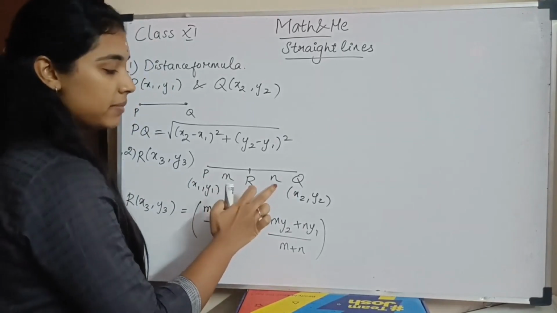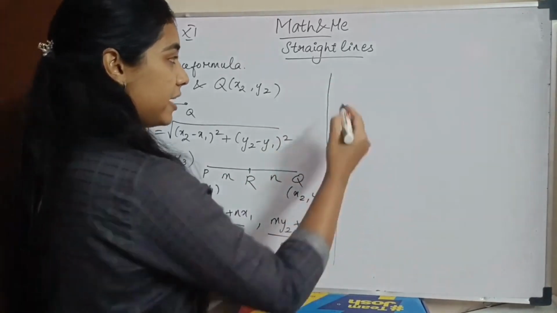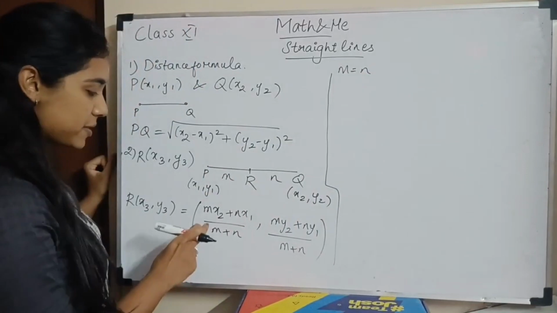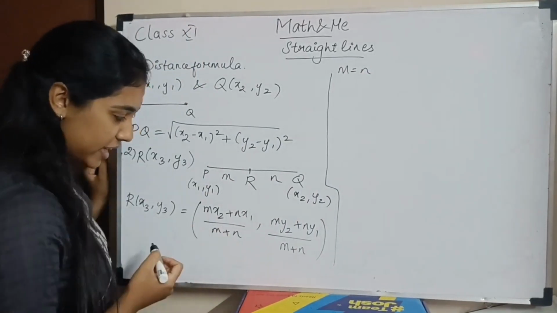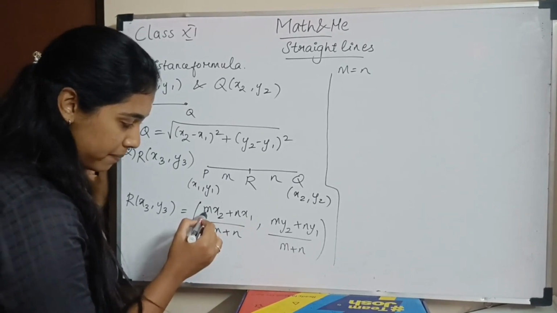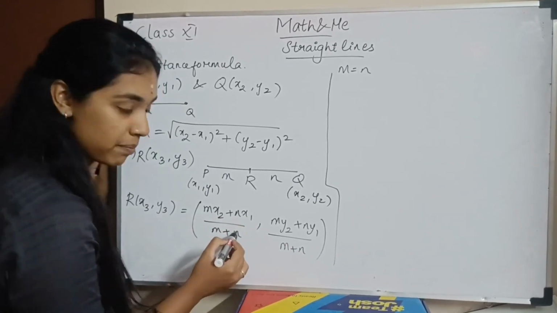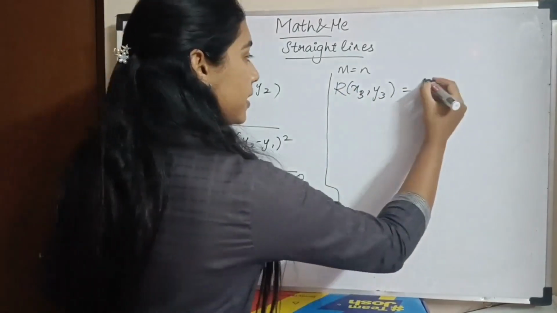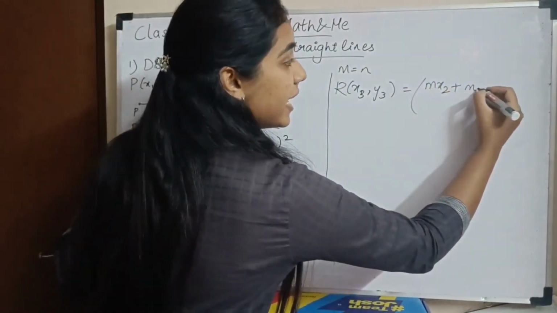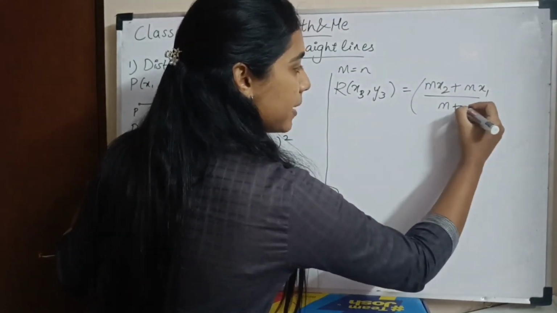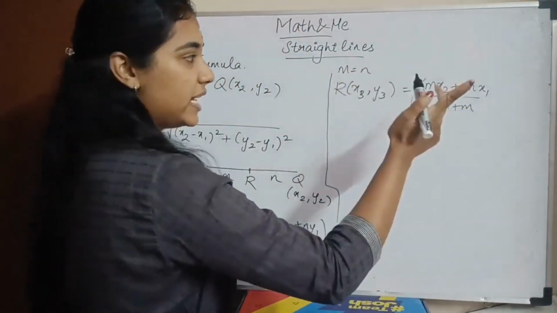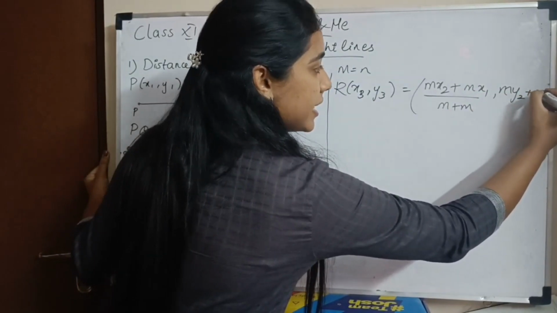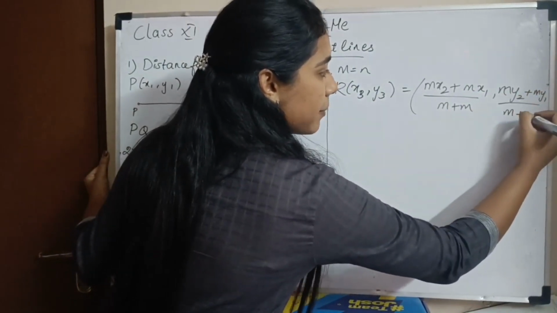For example, if m and n have the same value, if m is equal to n, that means R is the midpoint of P and Q. So what happens when you substitute that in this formula? If m and n are equal, here you have m and here you also have m, and here it becomes m plus n. So R of x3, y3 is nothing but mx2 plus mx1 divided by m plus n. I'm just replacing the n with m because they are equal. And m y2 plus m y1 divided by m plus m.